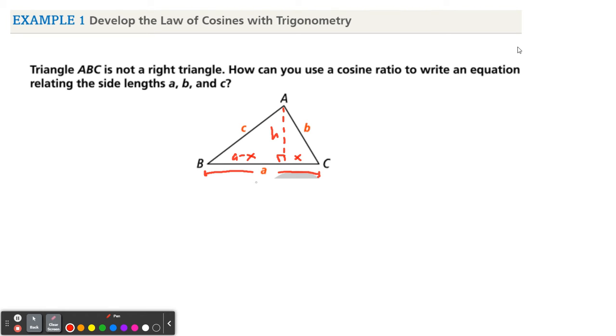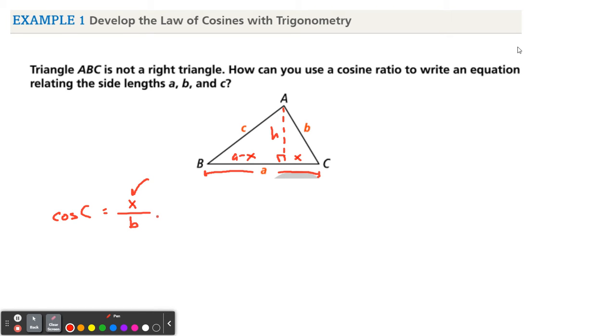And now we're going to apply two familiar rules. First is the cosine rule, right? So we're going to take the cosine of this angle C here. So cosine of C equals, so cosine is adjacent over hypotenuse. So the adjacent side to this C would be the X. And the hypotenuse would be B.